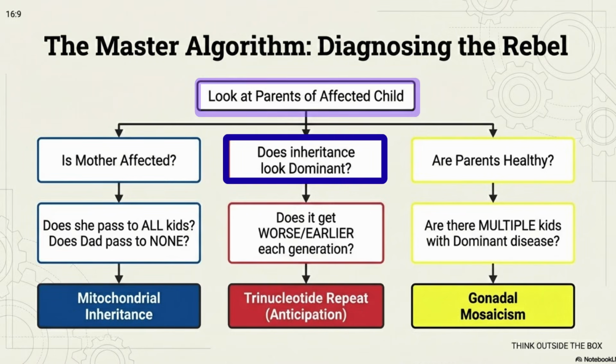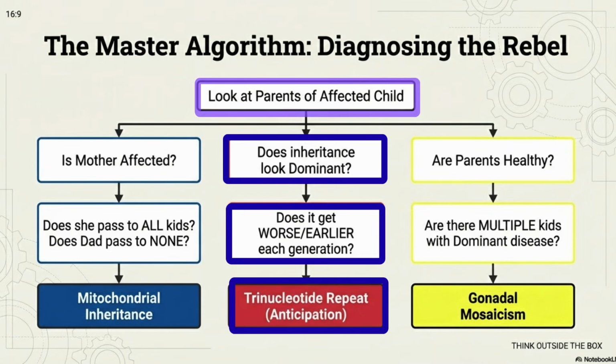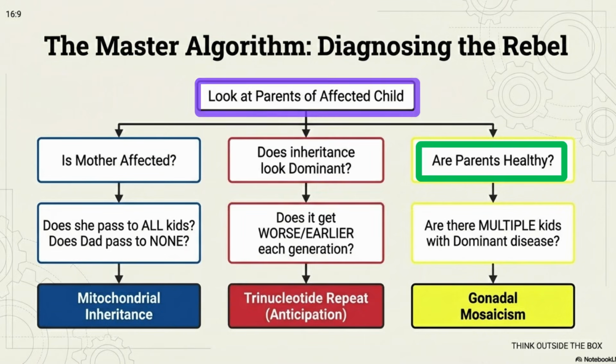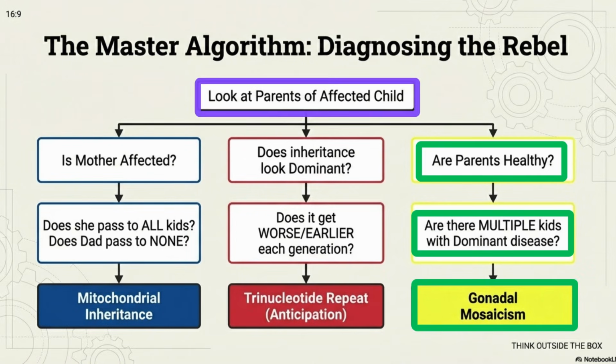If inheritance looks dominant or vertical transmission but gets worse or presents earlier in life in subsequent generations, and the answer is yes, then it is trinucleotide repeat or anticipation. If parents are healthy but multiple kids have a dominant disease, if the answer is yes, then it is gonadal mosaicism.